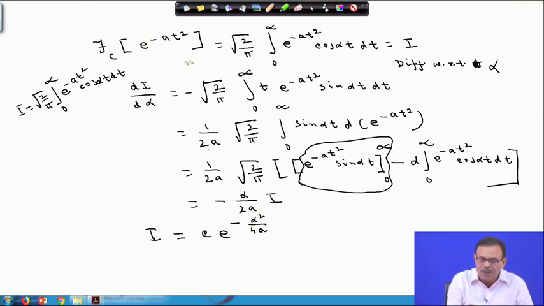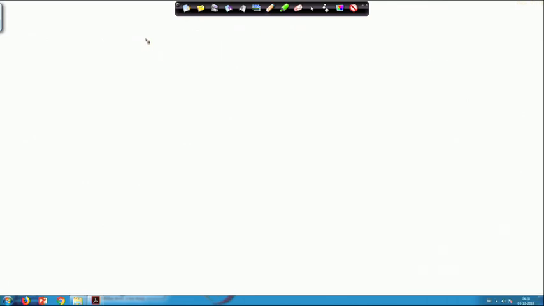So, I started with the Fourier cosine transform of this integral, which I assumed as I. Then I am making the differentiation with respect to alpha on both sides, that is I am finding dI d alpha, and dI d alpha I am expressing in terms of I, so that I obtain one first order ODE, and by integrating on both sides I am obtaining the solution. My last job is to find out the value of the constant of integration c. So, your I is nothing but c e power minus alpha square by 4a.